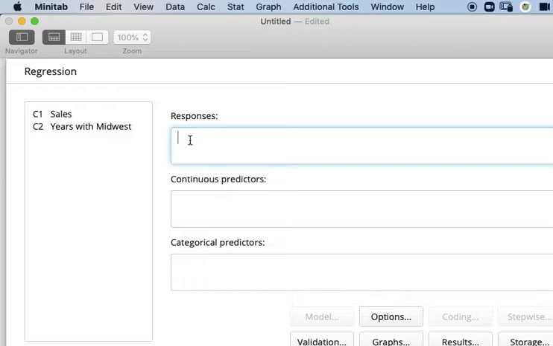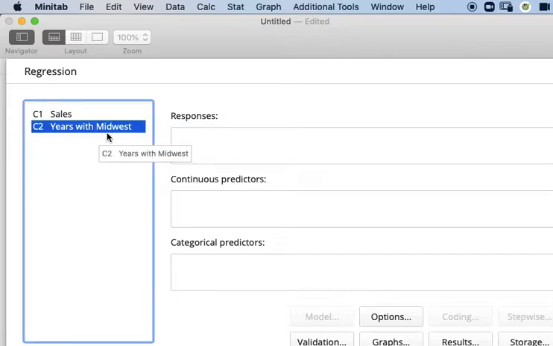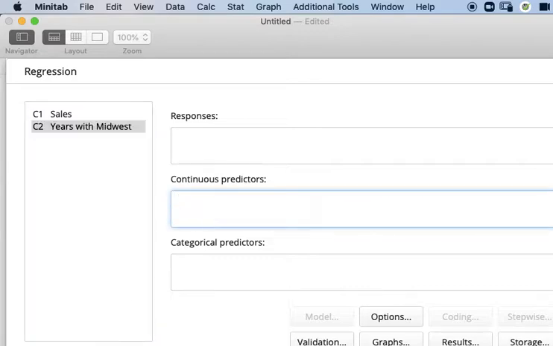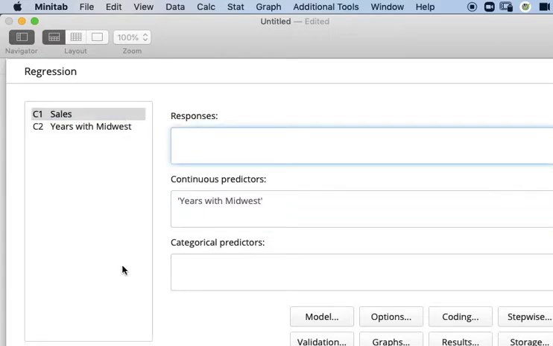Then I'm going to put in the responses box what I want on the y-axis. In the continuous predictors box, I'm going to put what I want on the x-axis. As you might remember, I think the number of years is going to be the predictor, so I'm going to put that on the x-axis, as my independent variable. I think sales might depend on how long someone has been with the company, so sales is going to go into the responses box. Then I'm going to click OK.